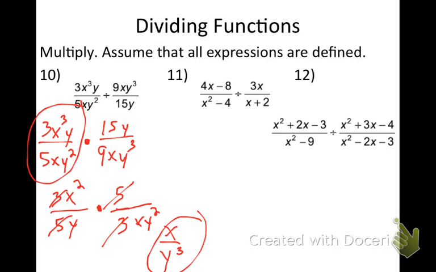Let's try number 11. Same idea. Instead of division, I want to multiply by the reciprocal. So I take 4x minus 8, parentheses x squared minus 4, times x plus 2 over 3x. And again, recognize, do not want to divide, want to multiply by the reciprocal.